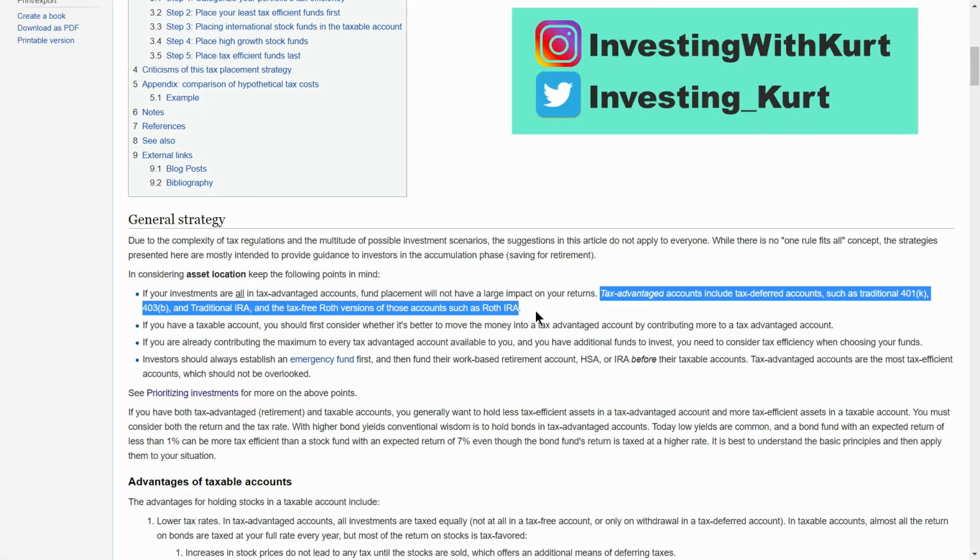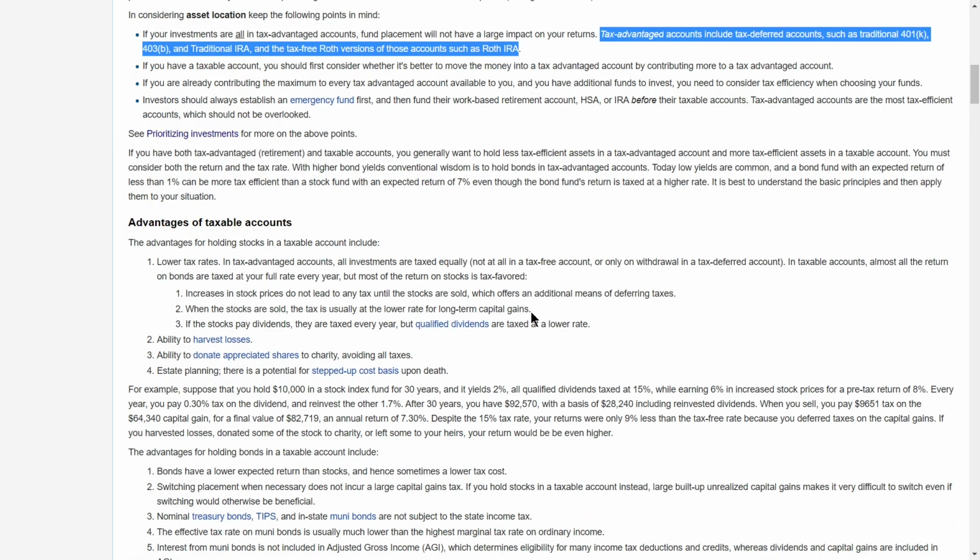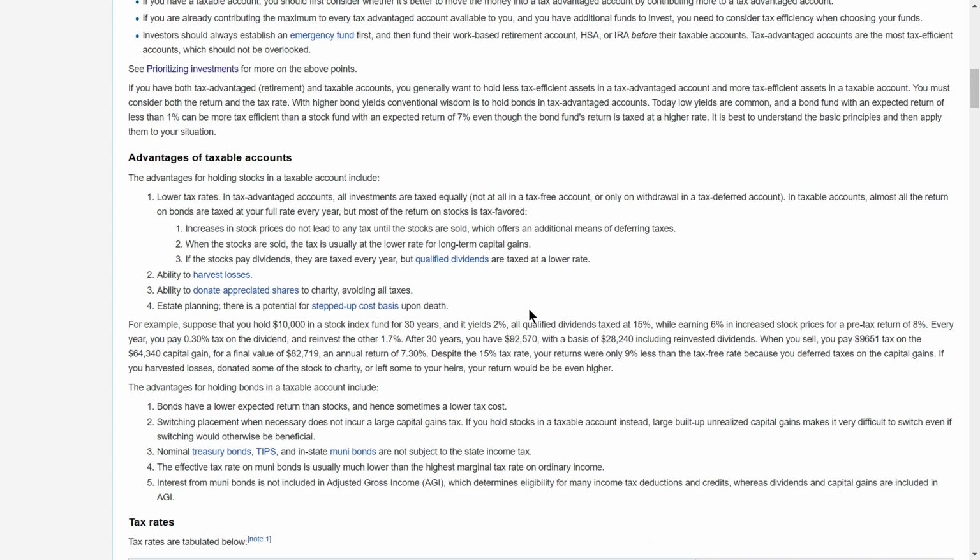So either of those accounts allow you to grow your wealth either by deferring or eliminating taxes as much as possible. And that's a great option, especially if you're starting out. You should be maxing out your 401k. Now, I'm using the Bogleheads wiki, which I believe is excellent. It gives you a lot of detail on the different asset classes, on the advantages of taxable and non-taxable accounts.